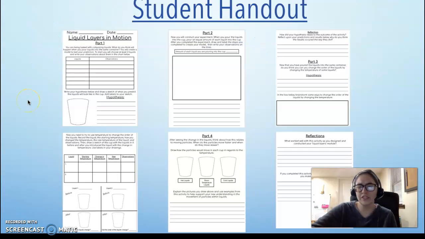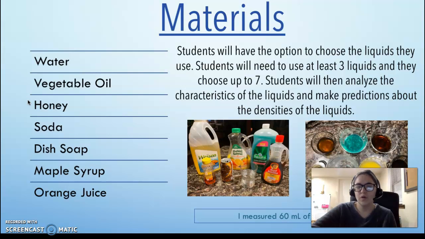Here are screenshots of the student handout that I created that students will complete as they do this activity. For starters, students will have their materials. I chose a list of 7 materials. With your class, you could brainstorm a list together, and either you could provide the materials or students could bring them in. For this activity, I used water, vegetable oil, honey, soda, dish soap, maple syrup, and orange juice. I measured 60 milliliters of each liquid.